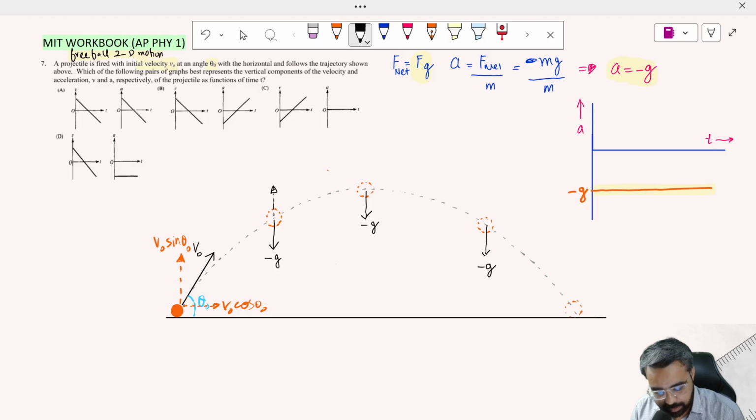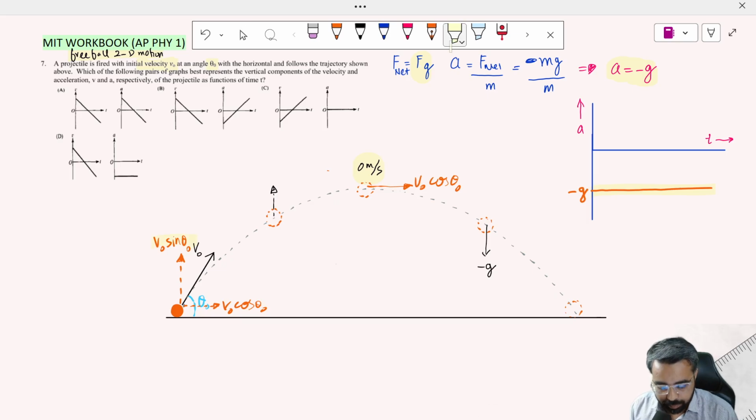and ultimately at this point, at the maximum height, it is 0 meter per second, but still the ball will keep moving because of the component of motion v0 cos theta 0. So it means that at the maximum height, this vertical component will be minimum. And we see the same concept when we apply the equation vy equals vy0, the initial velocity, plus acceleration along the y-axis times t.